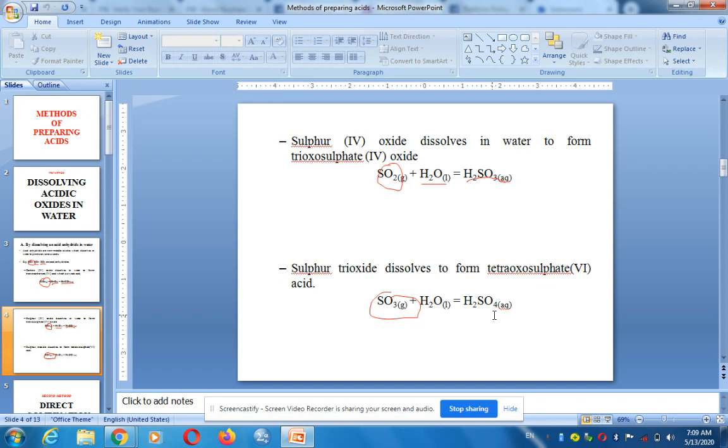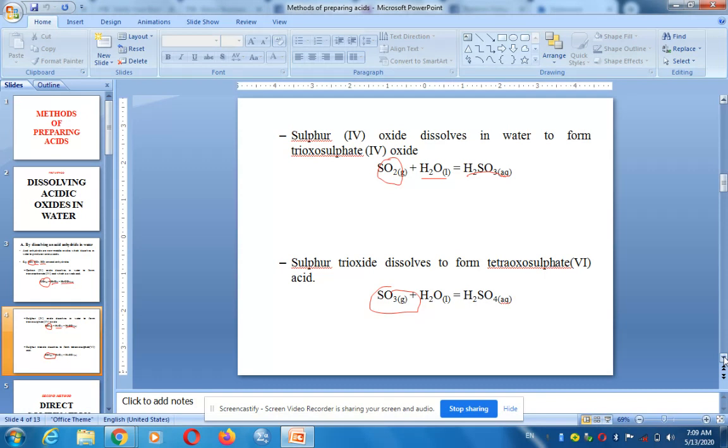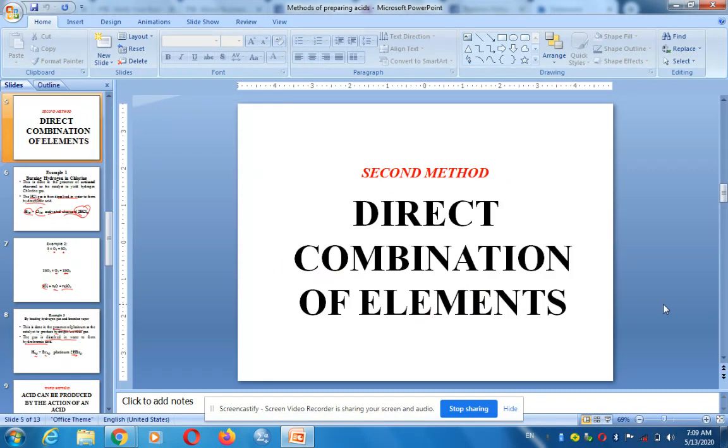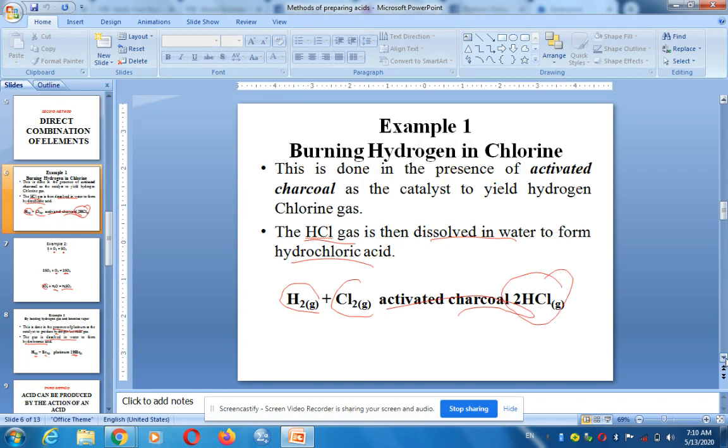What I was saying is that if I want to prepare acid, number one of the methods that I can use is by dissolving acid anhydride in water. Is that clear now? Quickly, let's look at another method, number two. Another method is direct combination of elements. If I want to prepare acid, I can just take two elements that I know will give me that acid, and react them together. So let's just take, for instance, now I need HCl. I need hydrochloric acid.